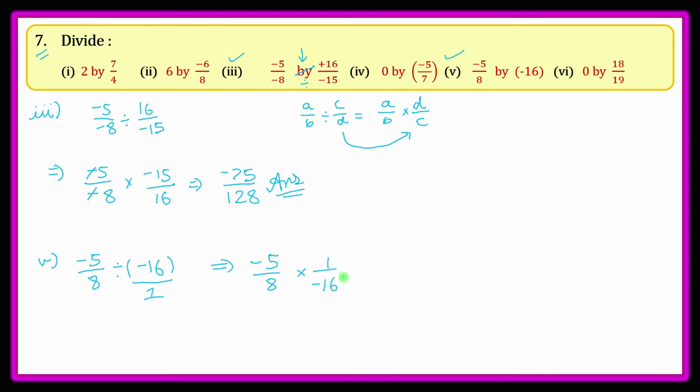Here the minus signs get cancelled out, and we have 5 divided by 8 into 16, it is 5 upon 128. So this will be the answer here. Just do the other parts yourself by using the property which I have shown here. Yes. Now let's solve for the 8th question.